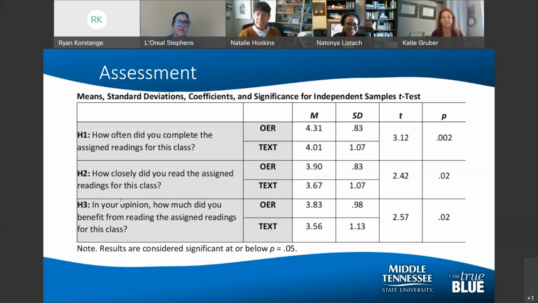So it's important that we acknowledge that in each case, if you look at the mean scores, the students who had enrolled in courses with OER did read more often, read more closely, and perceived a greater benefit from their readings than the students who were enrolled in courses that required them to purchase or rent the textbook. So these are really encouraging results that show us that having OER in place of the textbook, especially in a general education course where you are serving 1,000 or more students per semester, makes a huge impact on students and their engagement in the course.